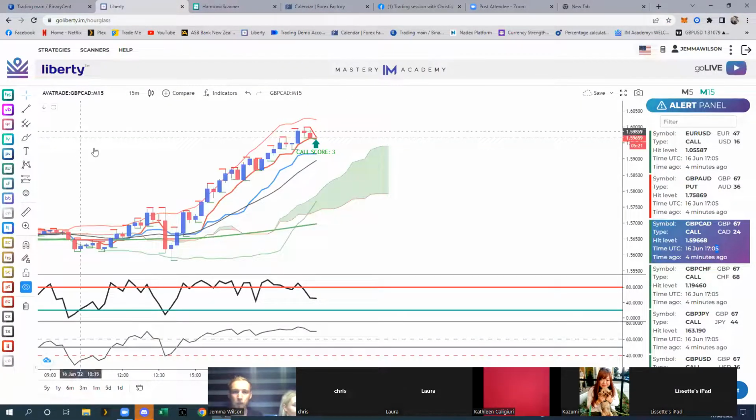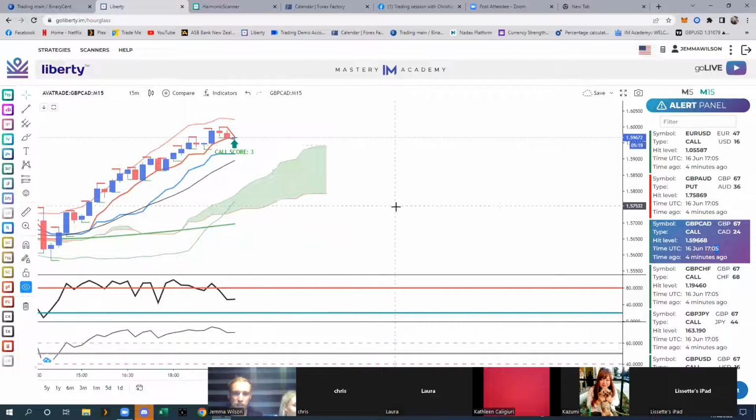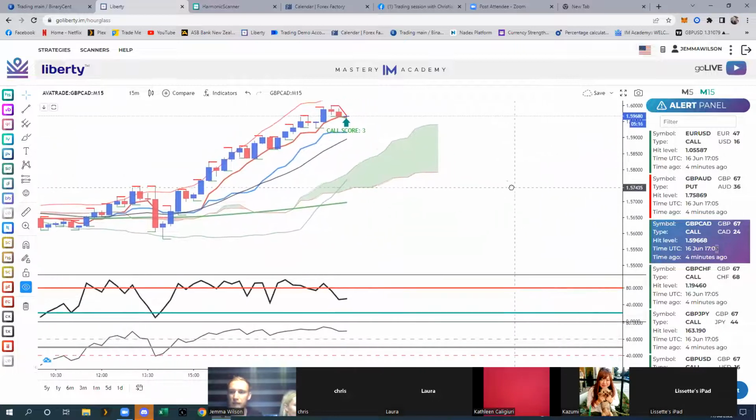So by the way, guys, what I'm going to do is take a step through what I'm doing. What we're doing on the hourglass scanner is we're looking for a currency pair with a good spread in the currency strength. So GBP is a lot stronger than CAD right now, being 67 points over, and CAD being 24 points. I'm looking for something with about 15 or 20 points difference. So that helps to identify a current trend.